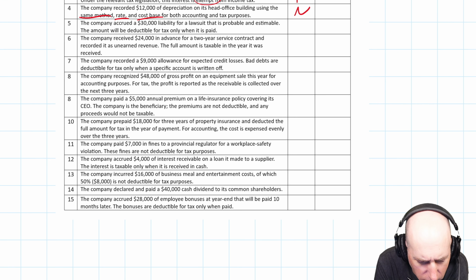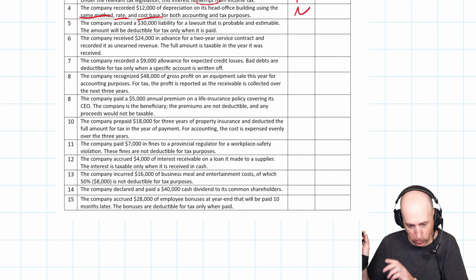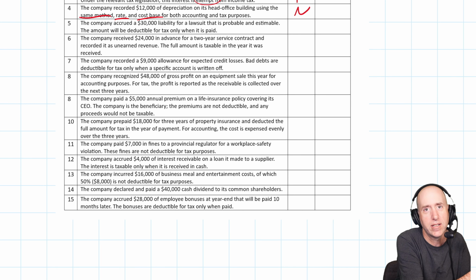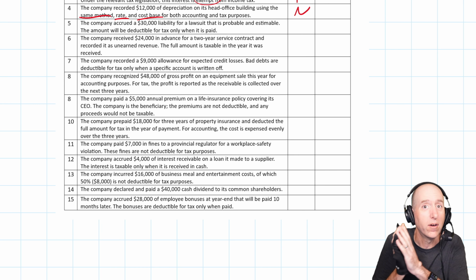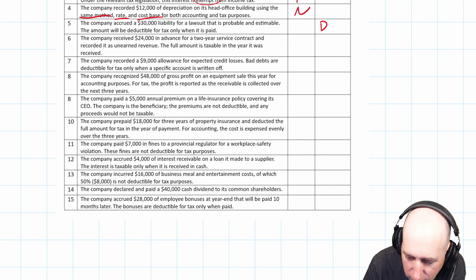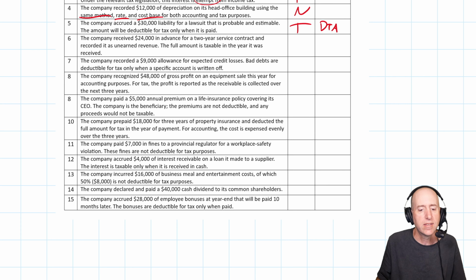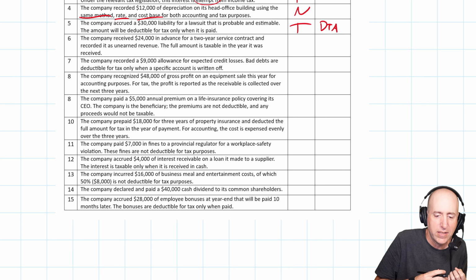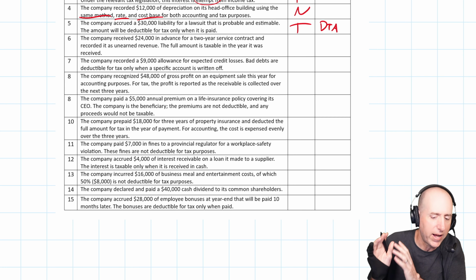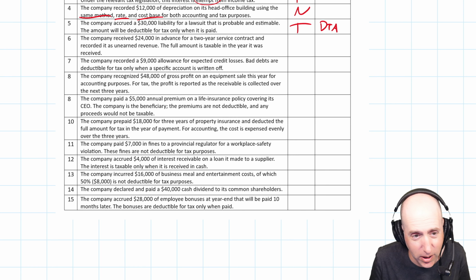The company accrued a $30,000 liability for a lawsuit that is probable and estimable. The amount will be deductible for tax only when it's paid. Okay. So we took like a $30,000 expense. We accrued a $30,000 liability for our accounting records. We're not going to be allowed to take a tax deduction until later. Well, a future tax deduction means in the future, I'm going to pay less in taxes. That's good for me. That's a deferred tax asset situation. And this indeed is temporary. This difference, right? I've recorded the expense now and the liability now. Well, in the future, the tax and the accounting is going to line up when I actually pay the lawsuit that I'm looking like I'm going to lose.